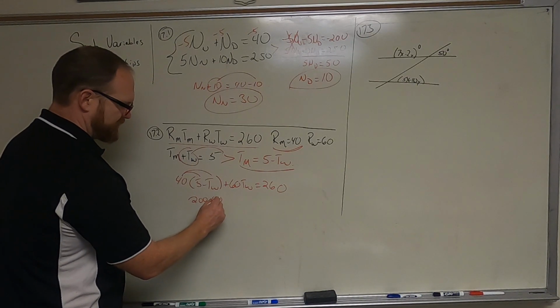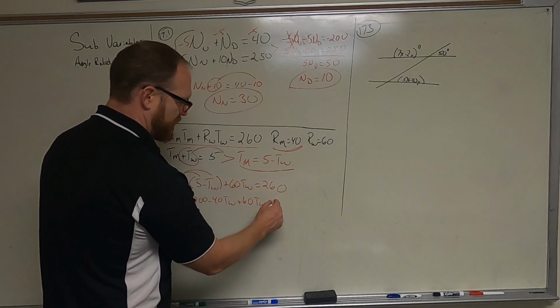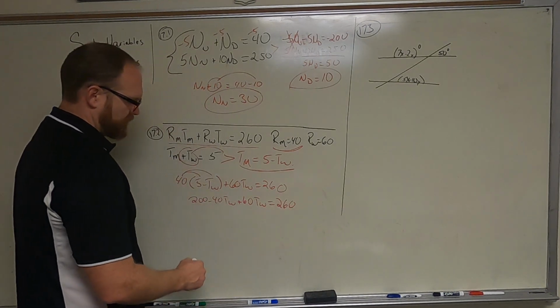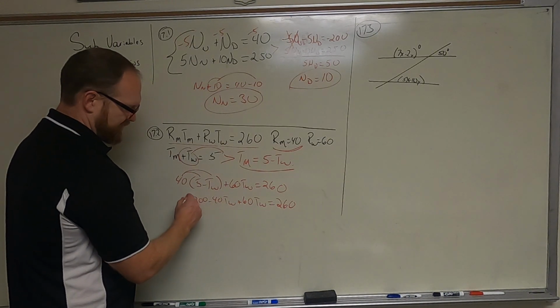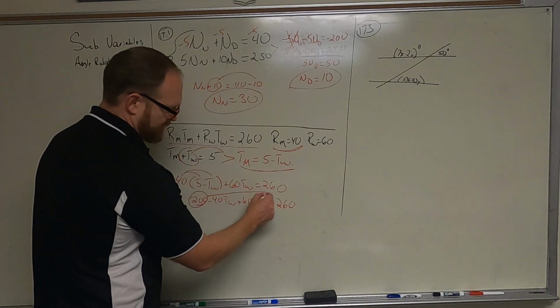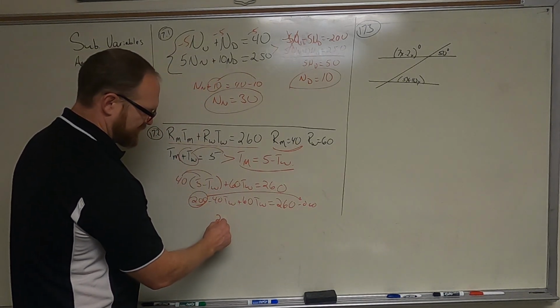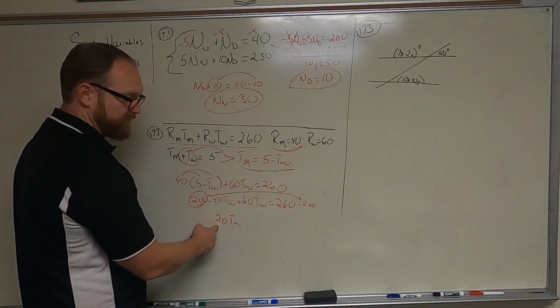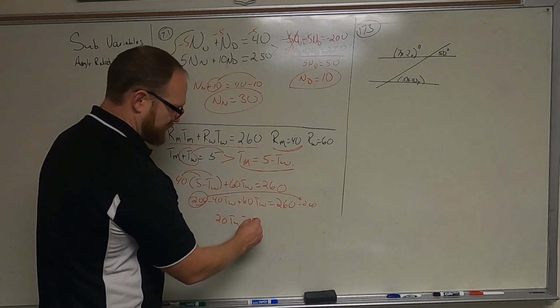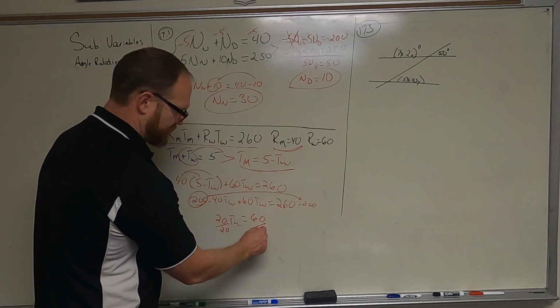200 minus 40 TW plus 60 TW equals 260. All right, so combine what we can here, the TWs, and I can take the same step earlier. I can take this 200 over here, change sides, change signs. So I have 20 TW because 60 minus 40 gives us 20. 20 TW equals 60. You can divide by 20 on both sides to find TW.